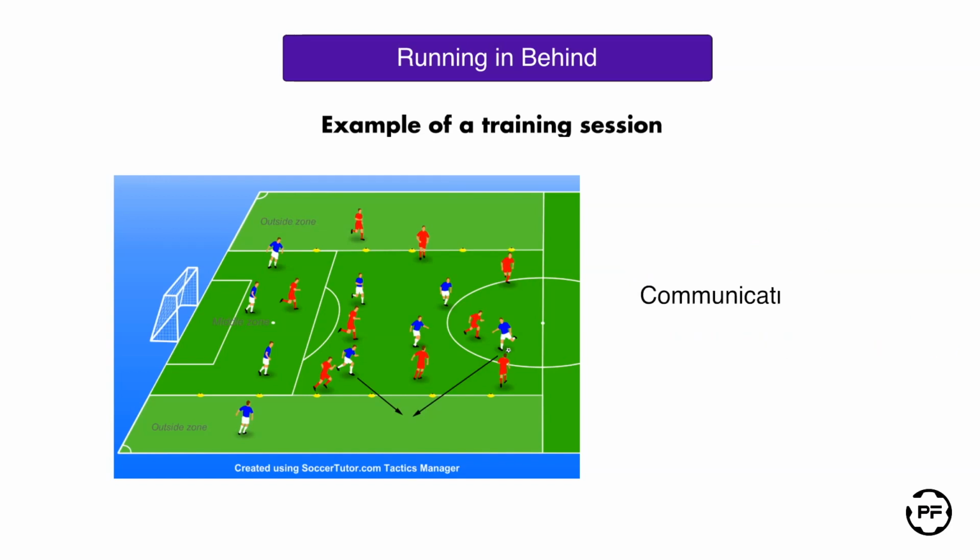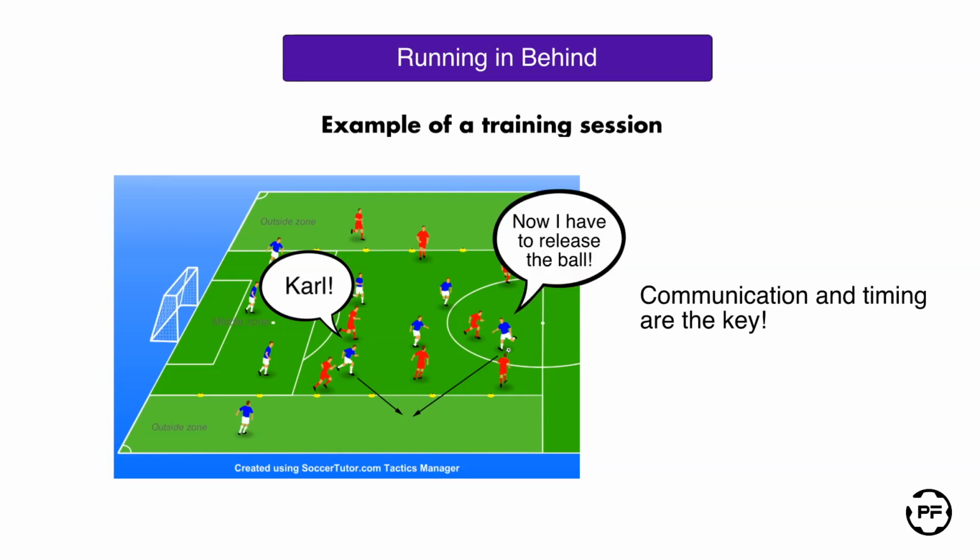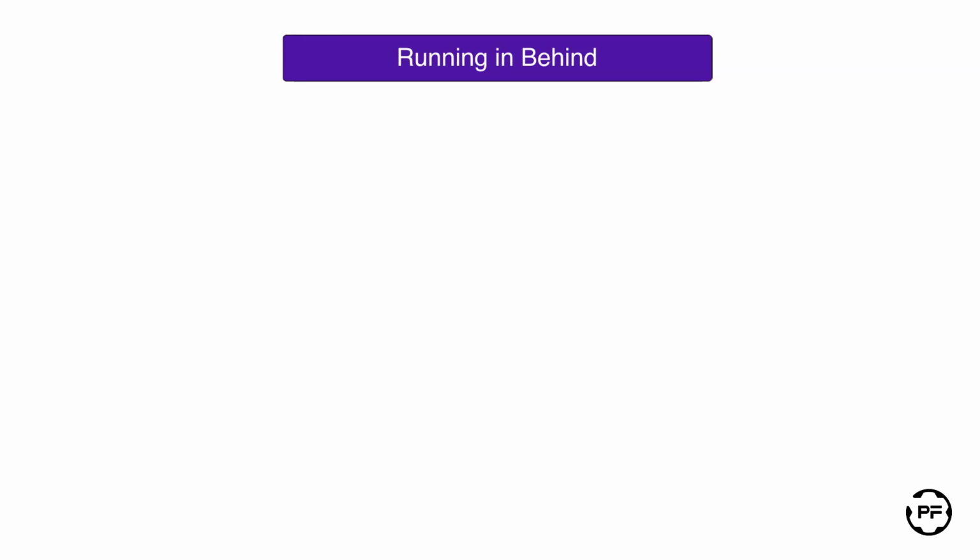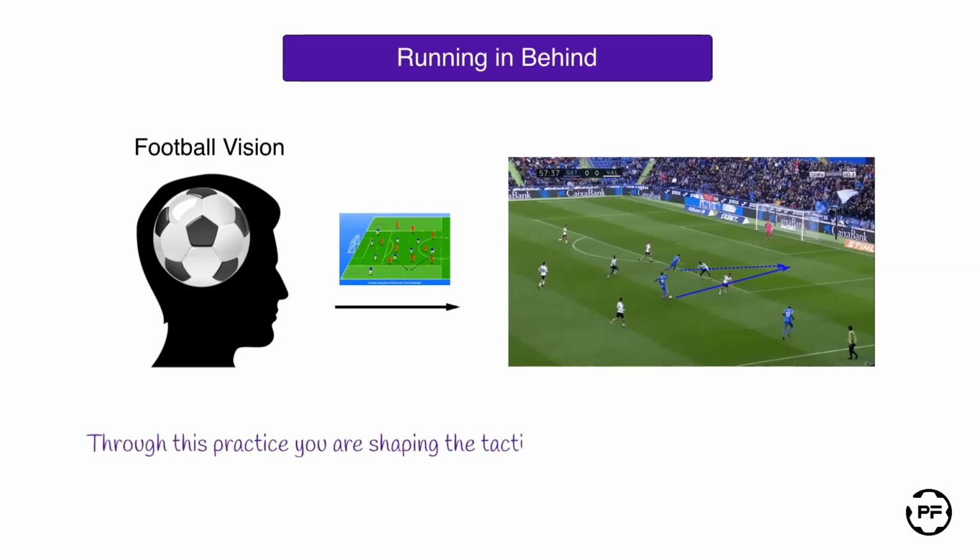Most important here are communication and timing. The player without the ball has to sprint in behind by calling his teammate's name, whereas the player with the ball recognizes his own name and immediately releases the ball. This is something you have to coach here. In this practice, you are shaping your team's tactical understanding of your own football vision. Let's have a look at how this might look in the actual game after a few months of practice.